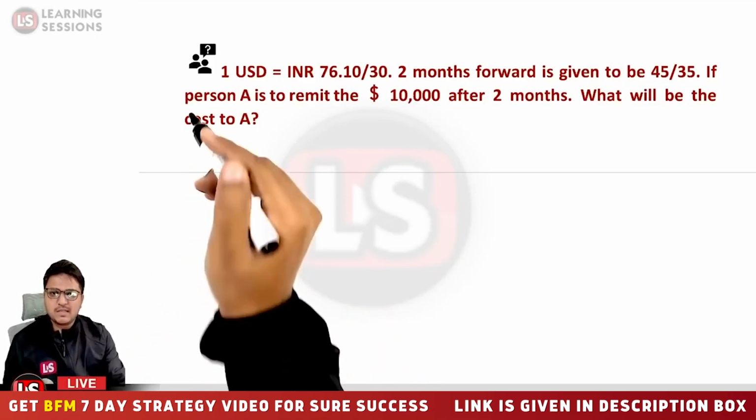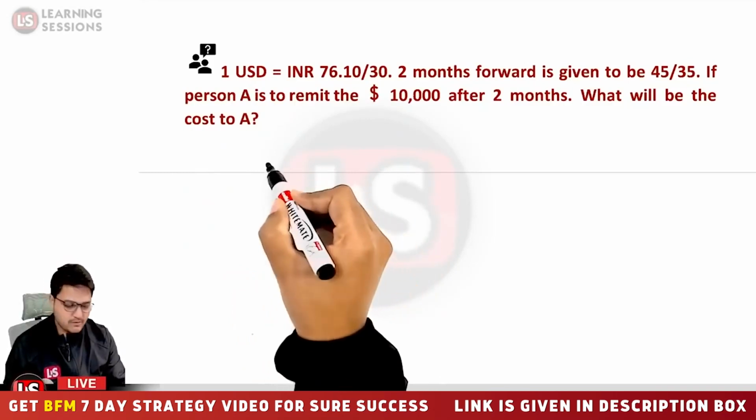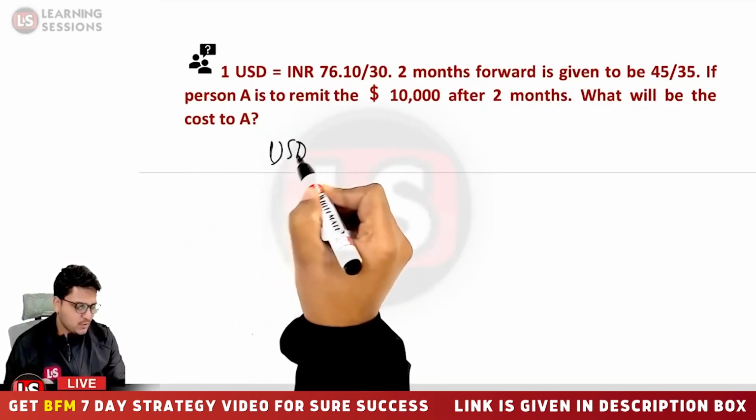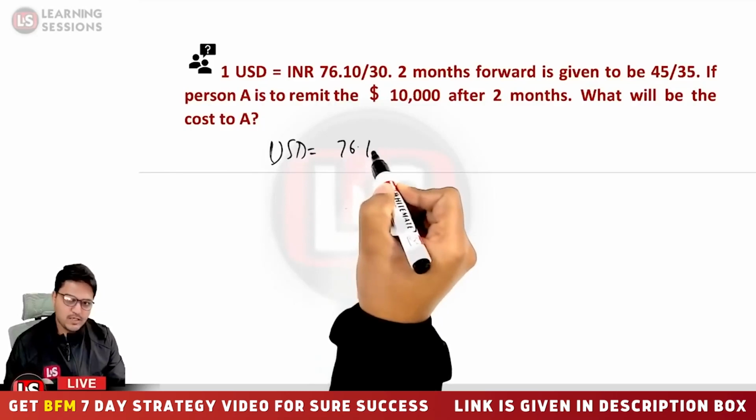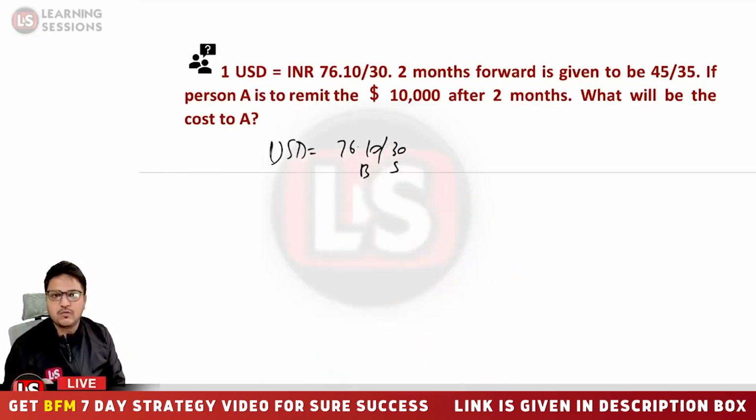Okay, so now the price that you are provided with, if the question is silent about it, I already told you it is a spot rate that is given. So I'm just writing it over here. So USD is equal to 76.10/30. This is the buying rate and this is the selling rate over here.